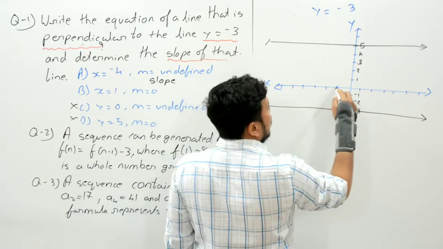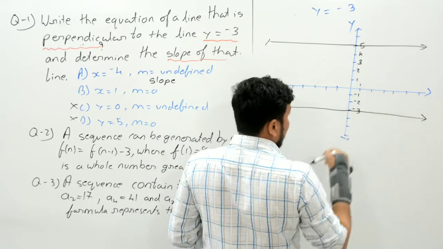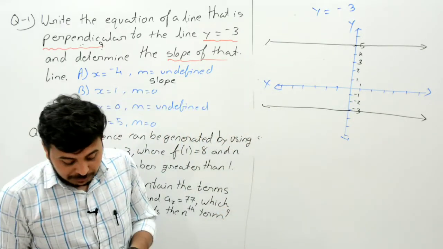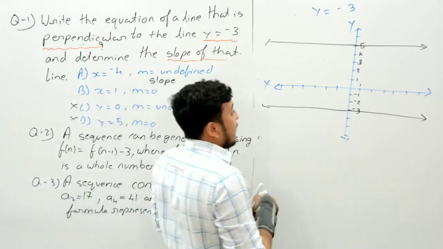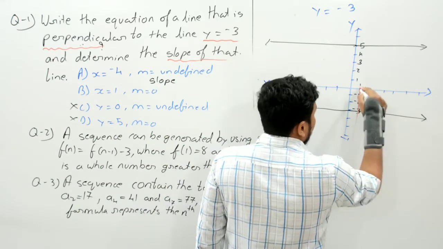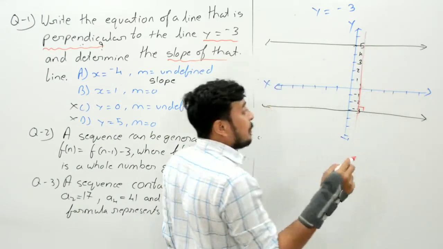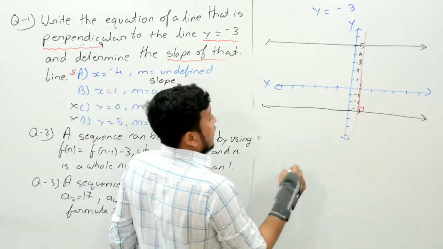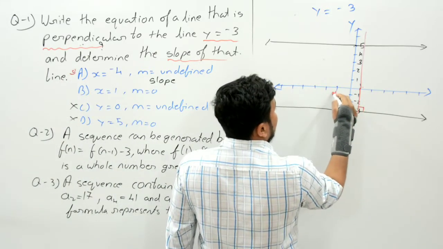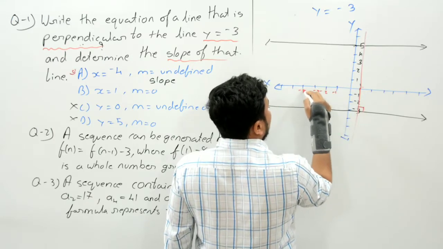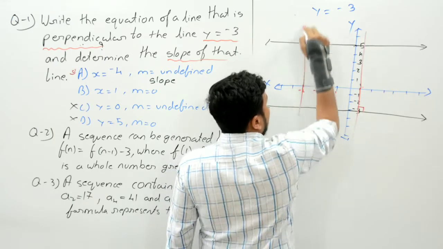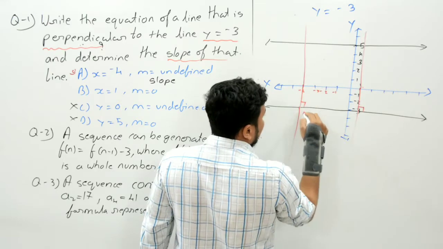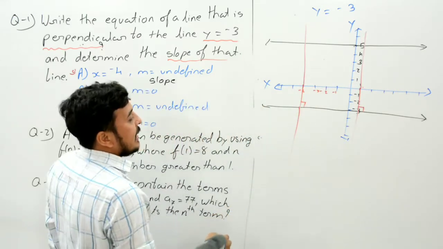X equals 1 here. What do we mean by x equals 1? So it is perpendicular. Yes, it can be perpendicular. Now what about option A? X equals -4. 1, -1, -2, -3, -4. So here it can be x equals -4. It is also perpendicular to the given line.